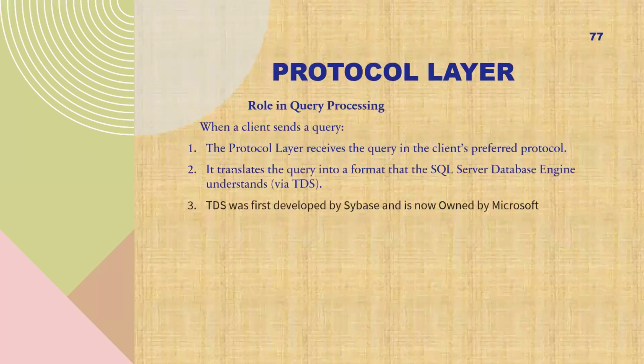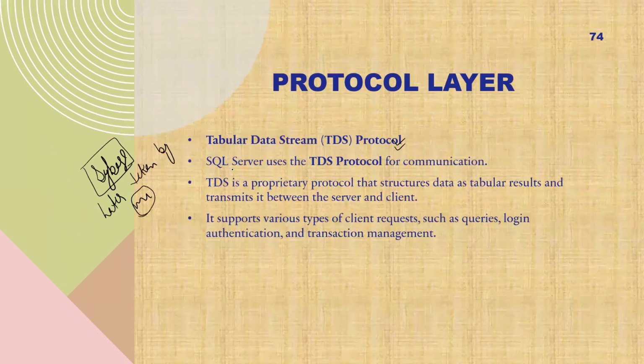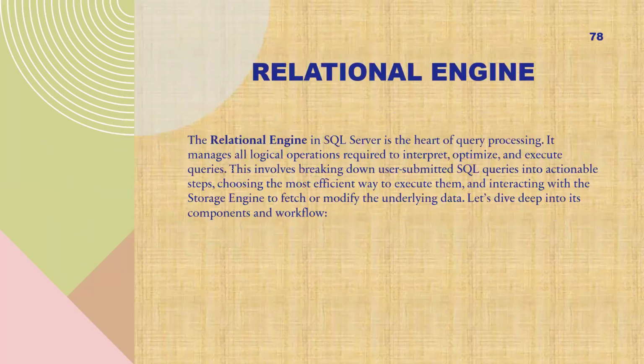We already covered about 70% of this in the first class. Only 30% was required, like the communication protocol, so that things would be easy to understand in the first classes. So the relational engine is basically for query processing. We can say this is the heart of query processing. How a query is going to be processed is defined in the relational engine.